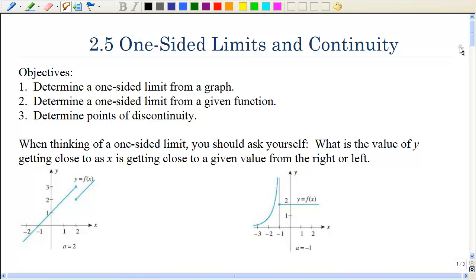In section 2.5, we're going to be looking at what's called one-sided limits. You're really going to need to think almost like a plane landing. It's coming in on the runway from either the east or the west. That's how I think about one-sided limits, as x approaching from the right or from the left. We're going to talk about that, and we're also going to talk about continuity. But let's talk about those one-sided limits.